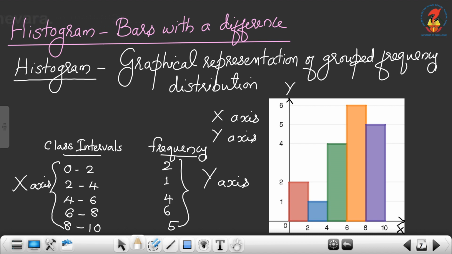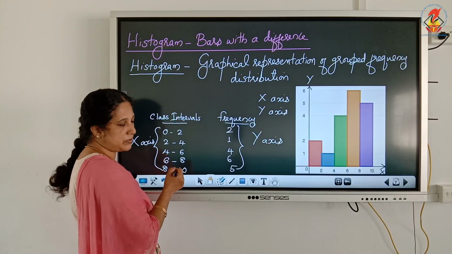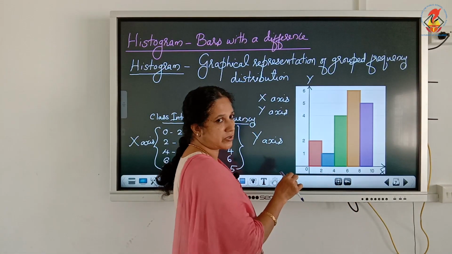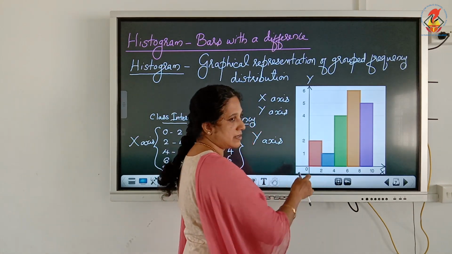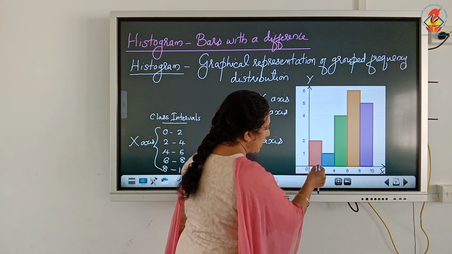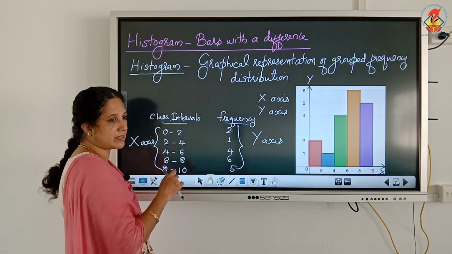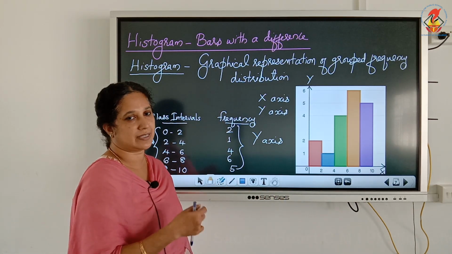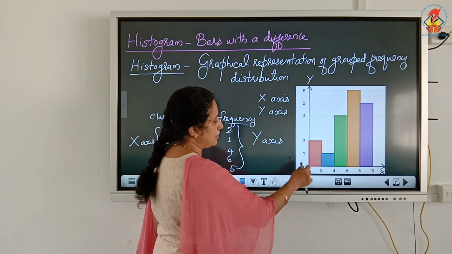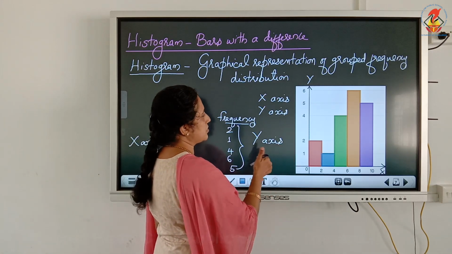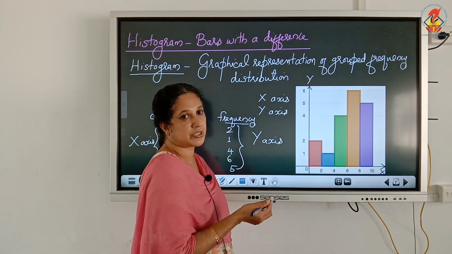Here the class intervals are continuous, and therefore there is no gap between the bars. So here also we have to draw the bars, and there is no gap between the bars because the class intervals are given continuously. This type of graph is known as a histogram.